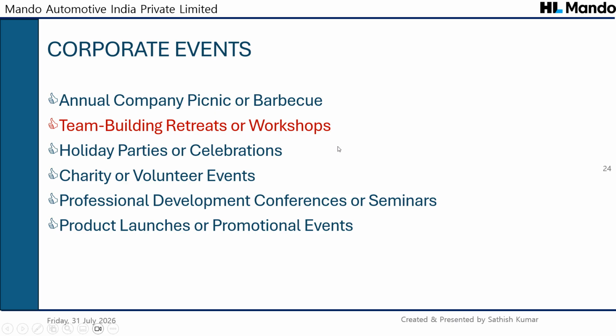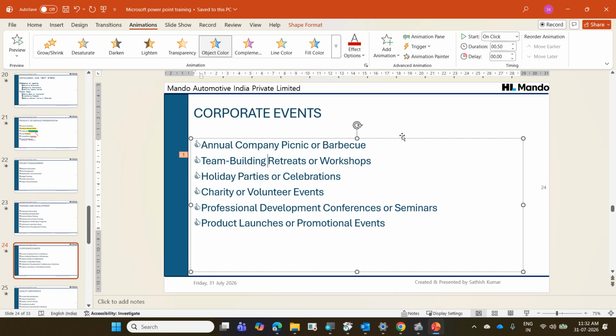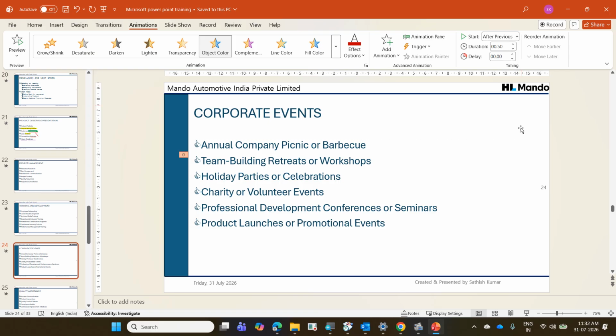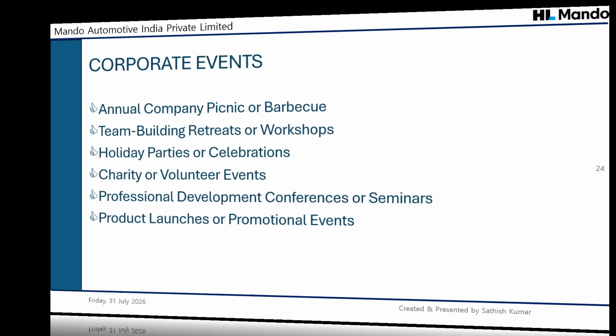So when I run the slideshow, the very important key point shows the color change. In one particular area, I'm changing the color and showing it. This is okay.